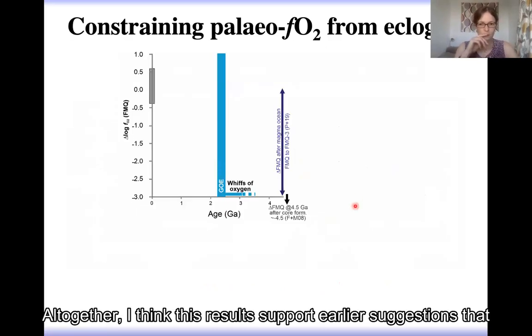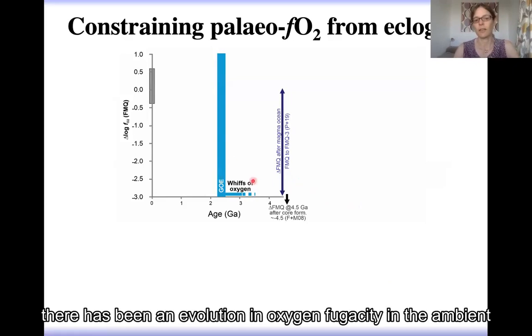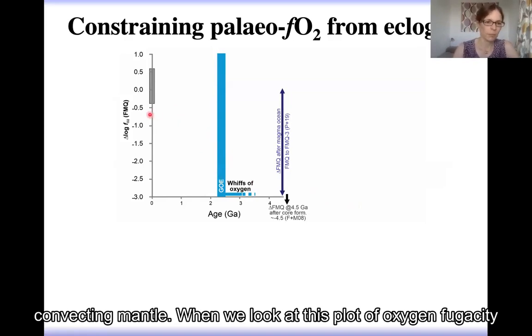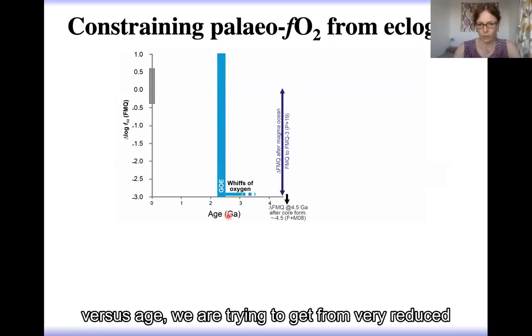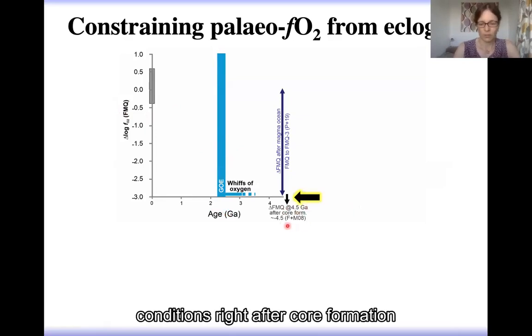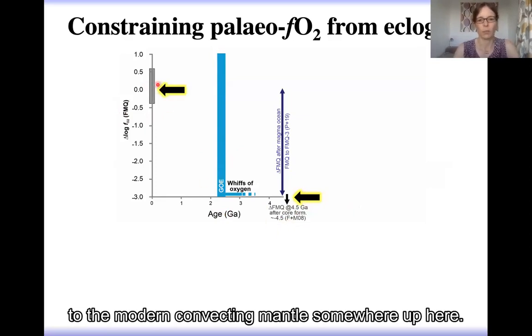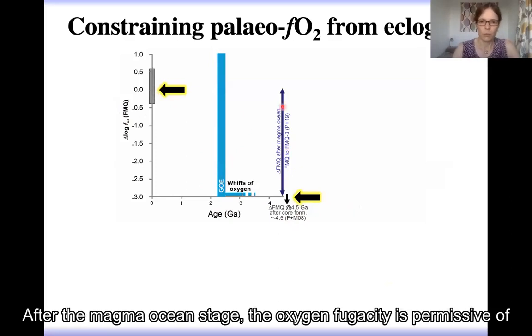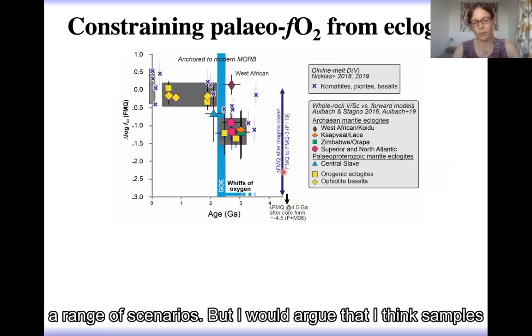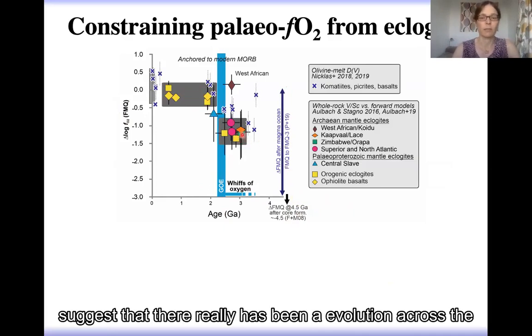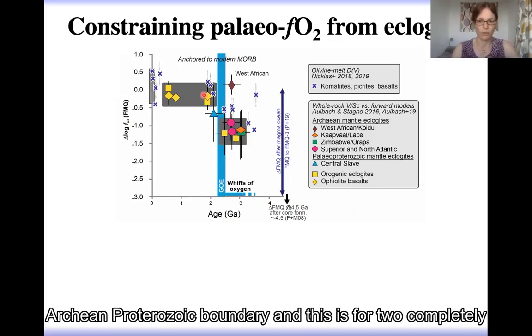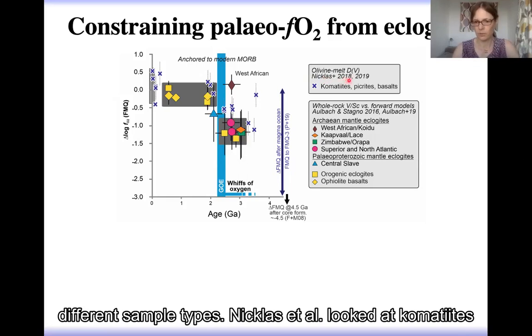Altogether, I think these results support earlier suggestions that there has been an evolution in oxygen fugacity in the ambient convecting mantle. When we look at this plot of oxygen fugacity versus age, we are trying to get from very reduced conditions right after core formation to the modern convecting mantle somewhere up here. After the magma ocean stage, the oxygen fugacity is permissive of a range of scenarios. But I would argue that samples suggest that there really has been an evolution across the Archaean Proterozoic boundary. And this is for two completely different sample types.